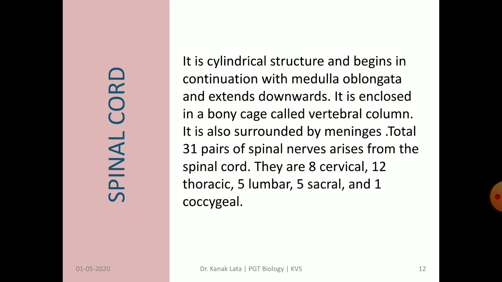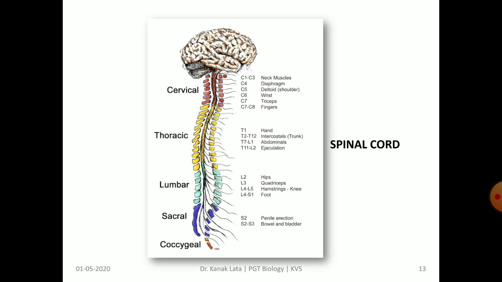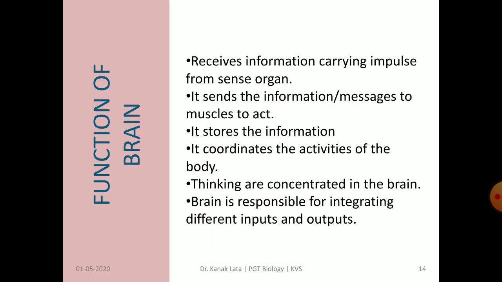They are 8 cervical, 12 thoracic, 5 lumbar, 5 sacral and 1 coccygeal. This is the figure of a spinal cord showing cervical, thoracic, lumbar, sacral and coccygeal nerves. Now we will learn about functions of brain.